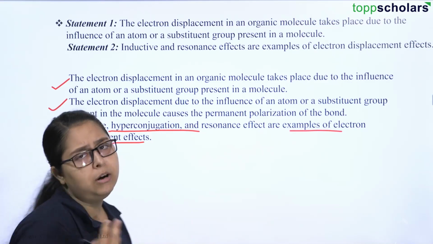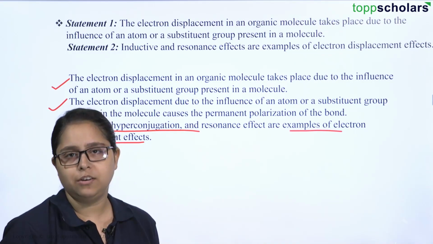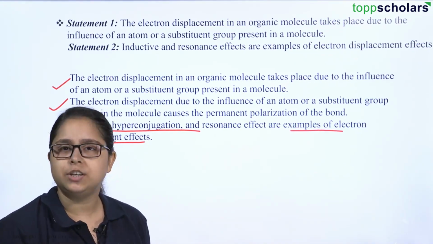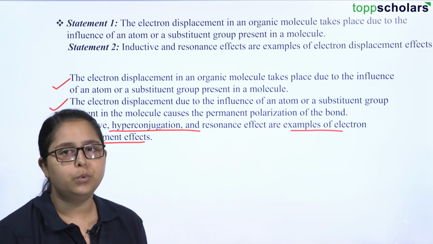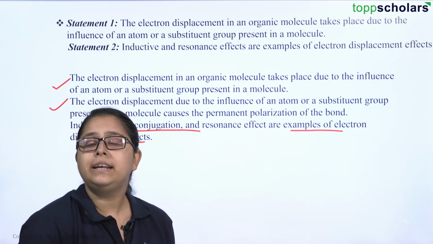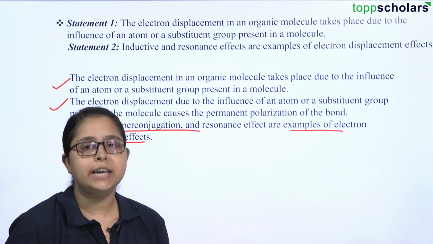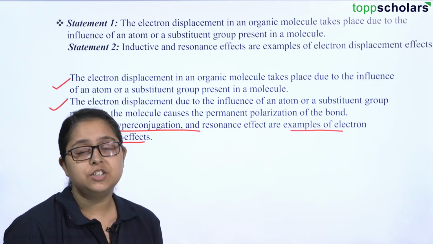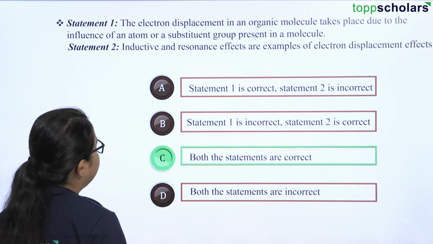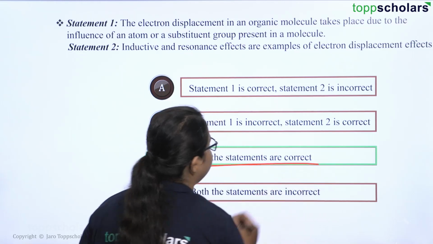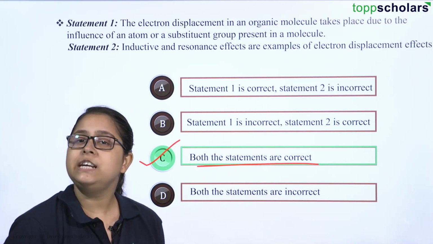Now, these are the permanent effects. What about the temporary effect? Which effect keeps on changing? Such questions can also be framed in your examination and you should know. So, students, the mesomeric effect is the effect which keeps on changing with respect to the structure. So, the correct answer over here becomes option C, which says both the statements are correct. Now, let us proceed with the next question.